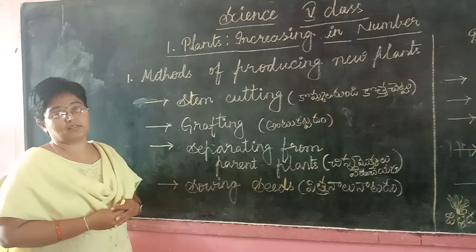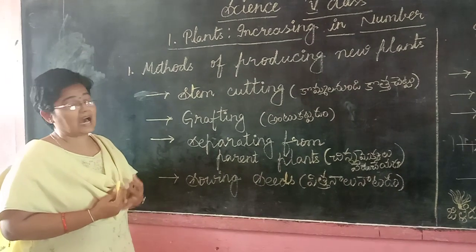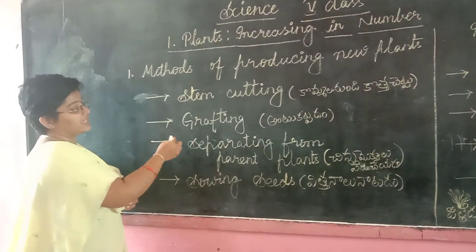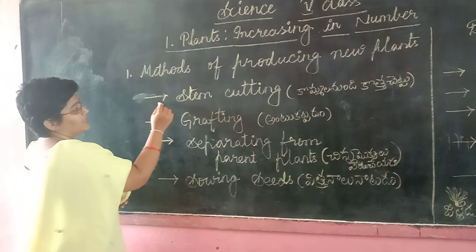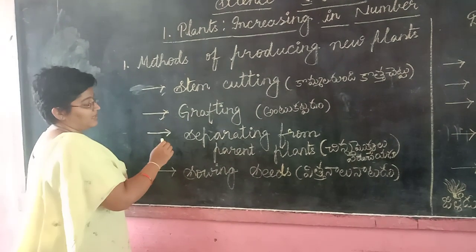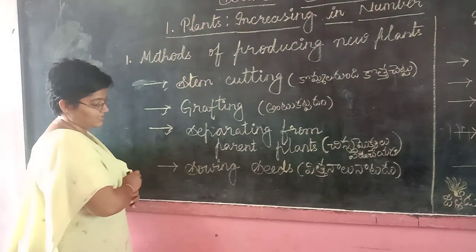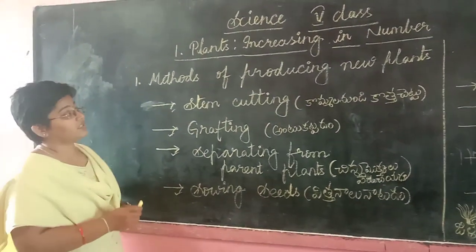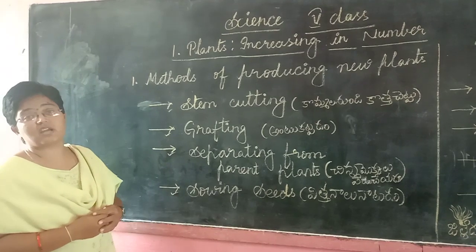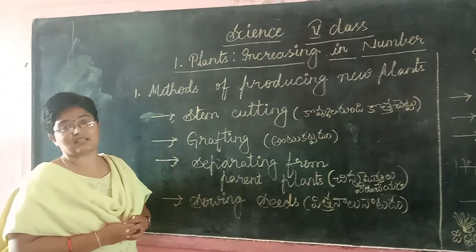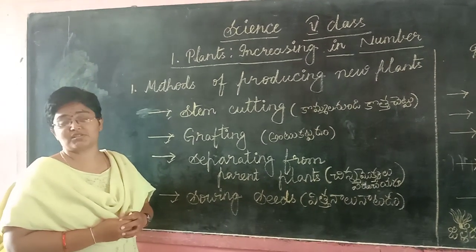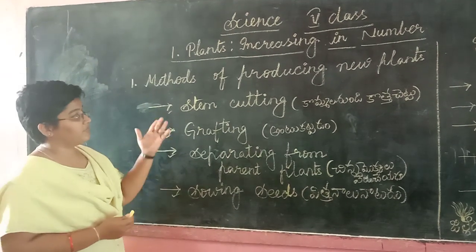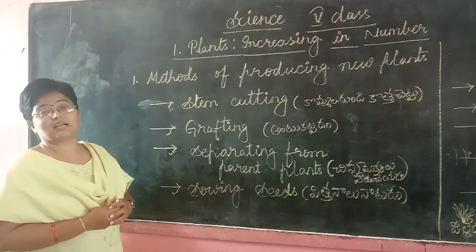for a plant. Such types of plants are to be grown with various methods, which are stem cutting, grafting, separating from parent plant, sowing, that is sowing seeds. So these are the different methods which we are going to discuss in our class today. So let us get into the lesson and start our first method, stem cutting.